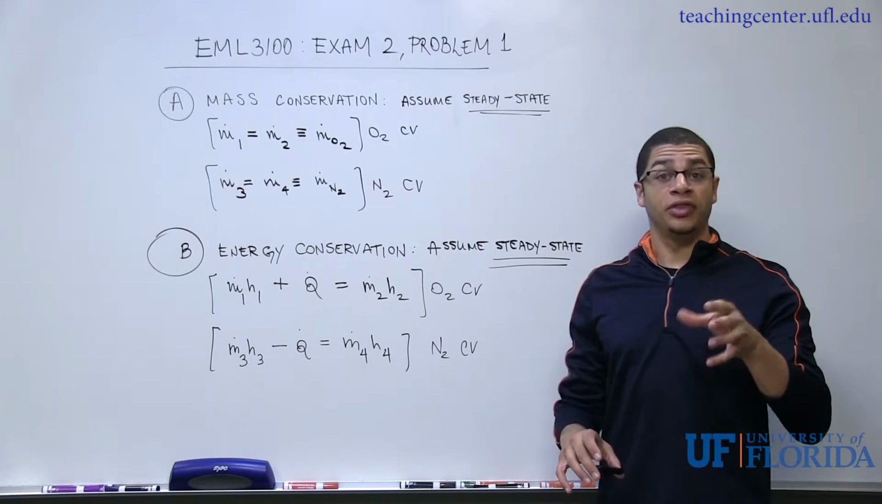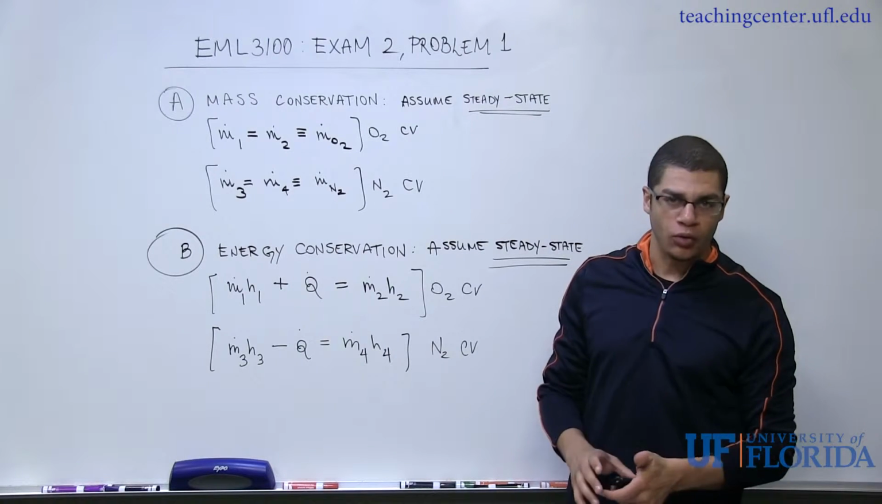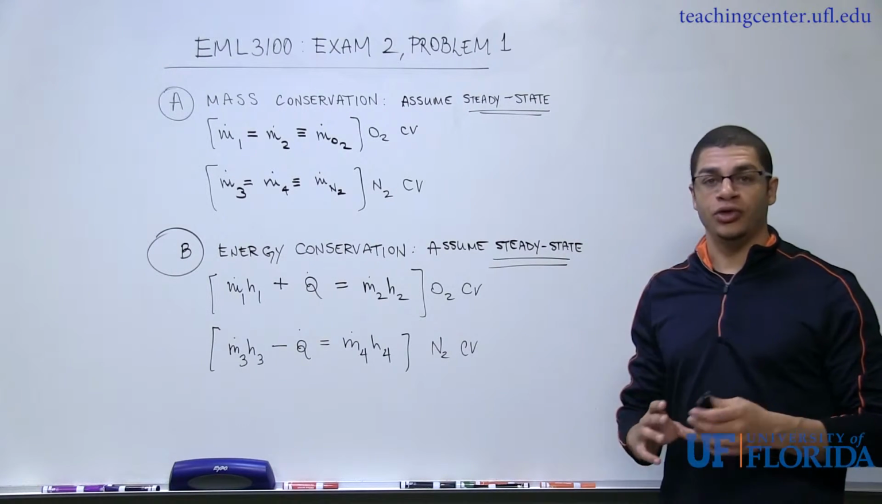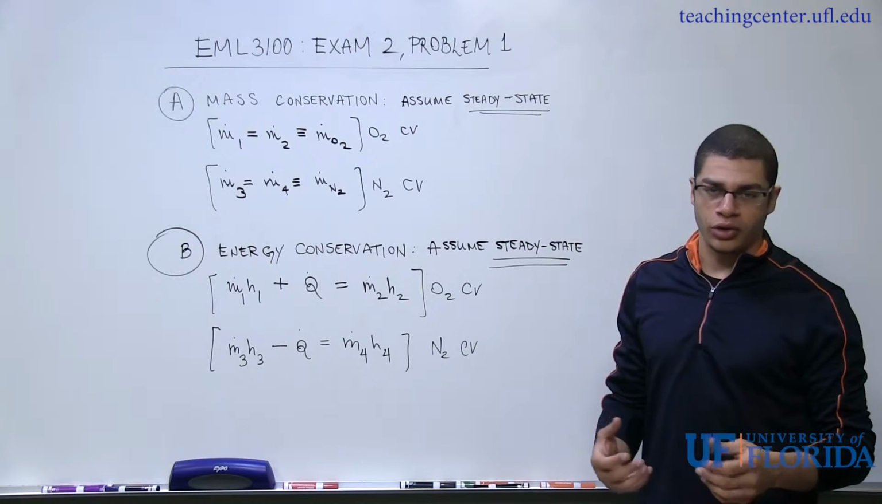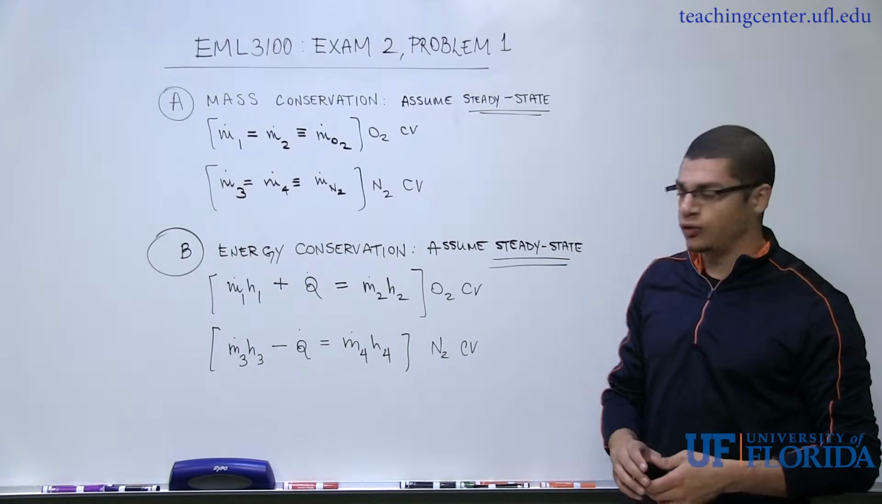Again, we're using enthalpy for both systems because it's an open loop control volume problem, and we have to account for the pressure work or the boundary work on the upstream and downstream sides. That's why we're using H instead of U.